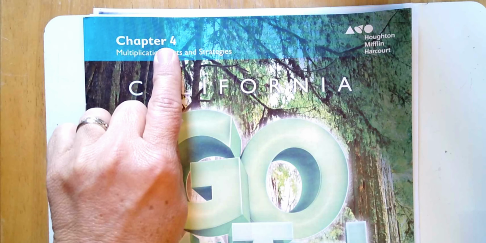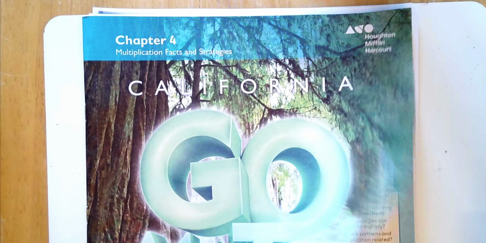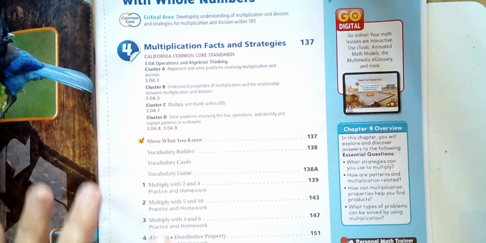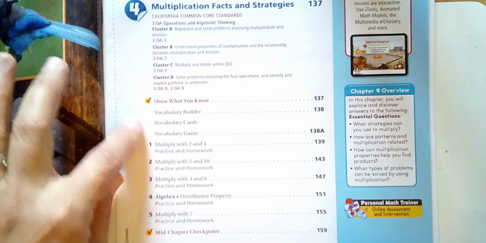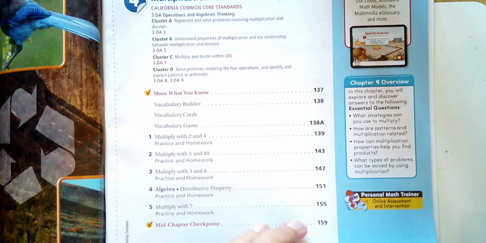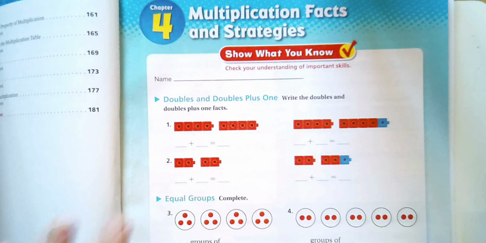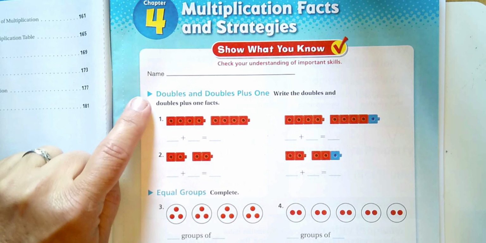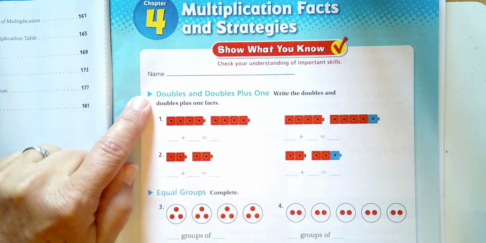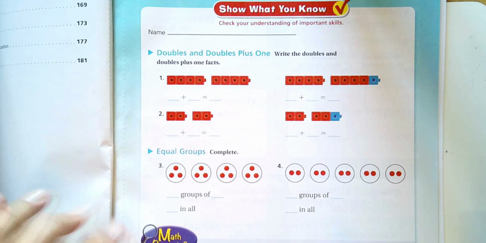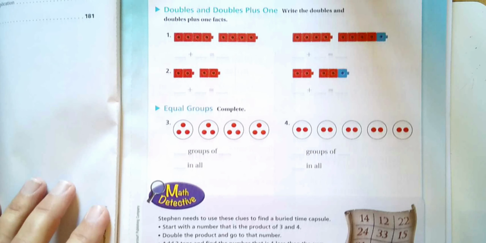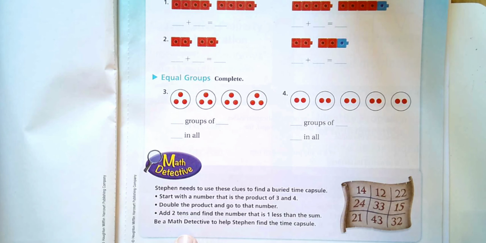So make sure you take out your chapter 4 booklet, and you'll notice we have our table of contents that goes through the standards and goes through the content of all of the lessons. This is a great warm-up page focusing on doubles and doubles plus one in addition. Making sure you have a good understanding of equal groups. And if you want to challenge yourself, you can look at the math detective.